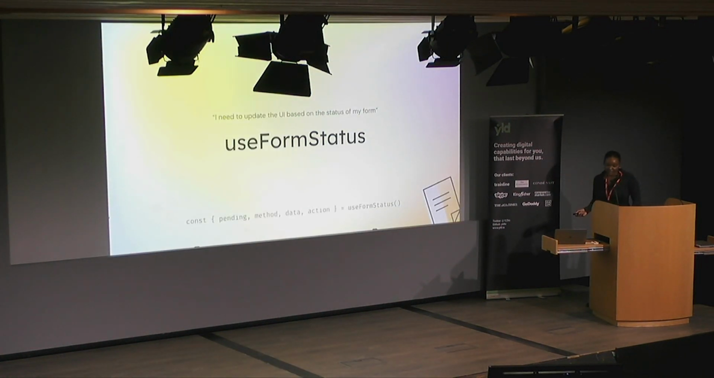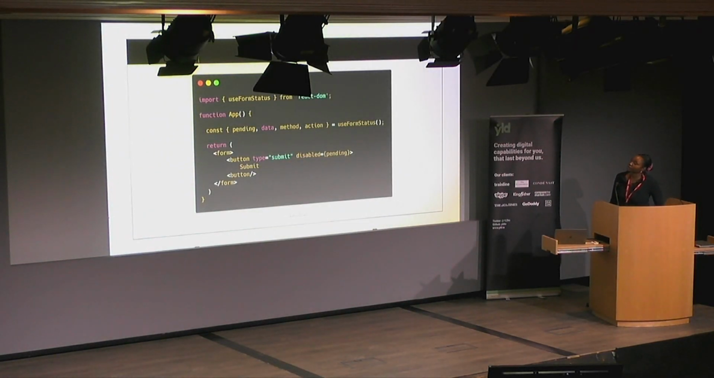And then finally, the last 2 basically help you to handle native form control, so validating forms and accessing the state of forms. This doesn't take in any parameters, and it returns pending, method, data, and action. And when I do the demo, this is a quick look at how it works. You can see that the pending value there is being used to disable the button when the form is submitted. So it's nice to have that control over your forms.